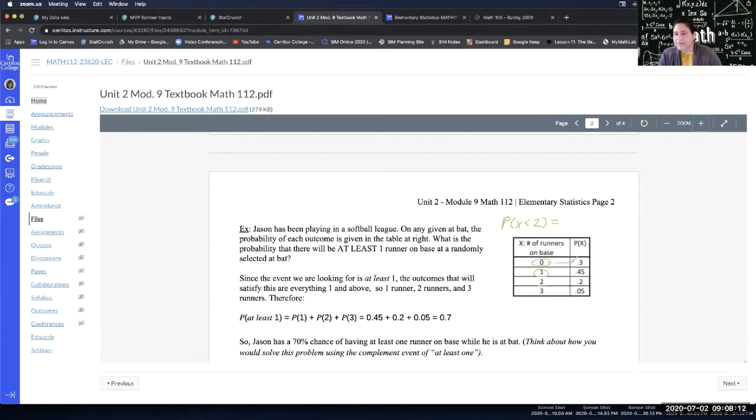And then he grabbed the probabilities that belong to those events. So he took the 0.3, and he added it to the 0.45. This is the idea of the ORs, because you can't have both nobody on base and 1 person on base. So we use the OR situation where we're going to add these together. So 0.75. Okay. Any questions on that one?